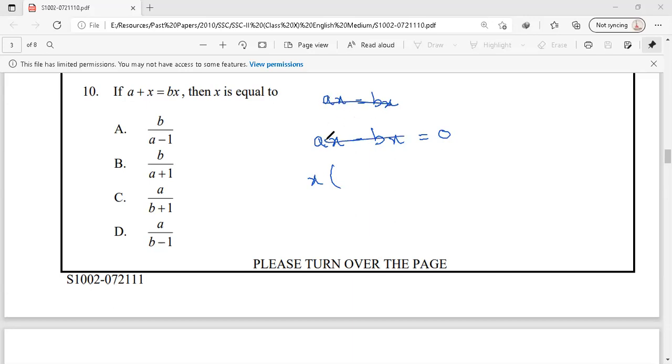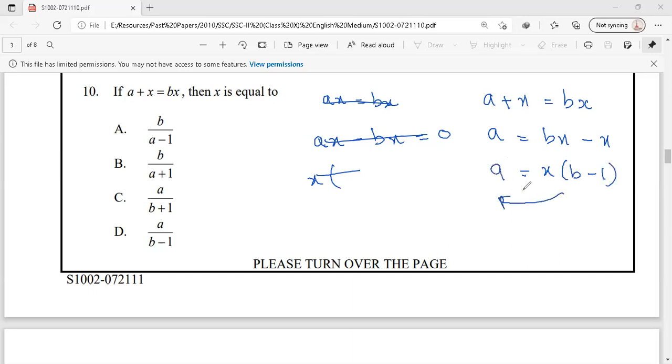sorry, we have the equation as a plus x is equal to bx. So a will be equal to bx minus x, and we will take x common. We will get b minus 1, and b minus 1 will be divided on the left hand side. So a over b minus 1 is equal to x. So the correct answer is option D.